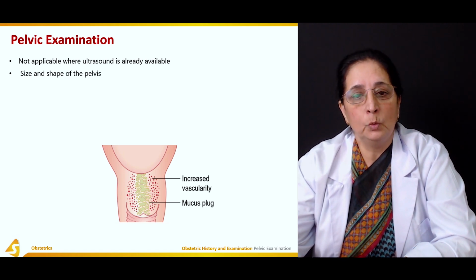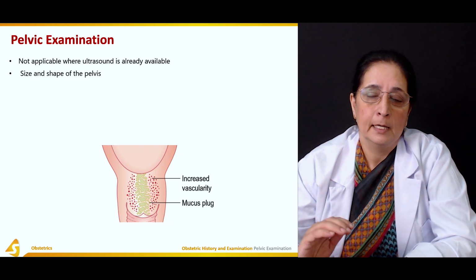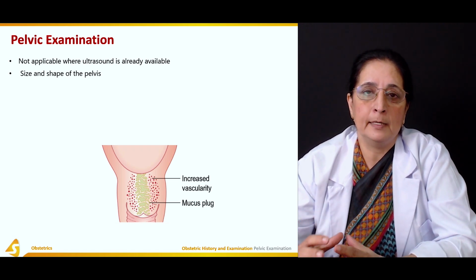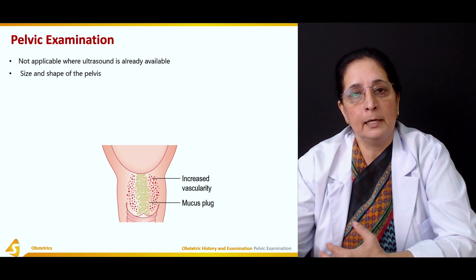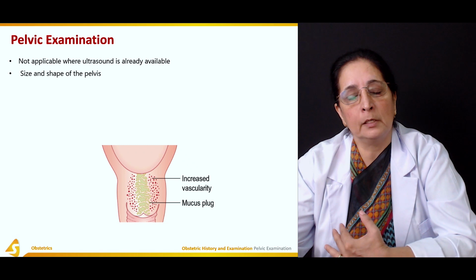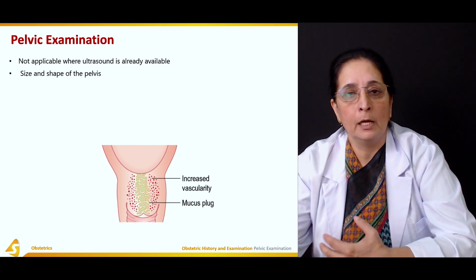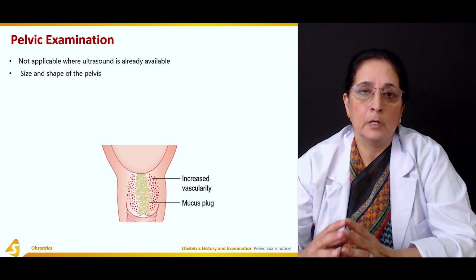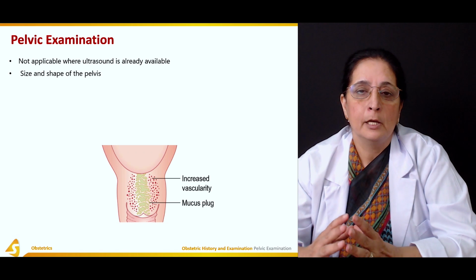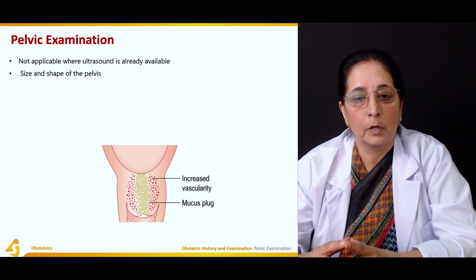It's done to find out the size and shape of the pelvis. The size, especially, is important to find out if the delivery can be a normal vaginal delivery or if a C-section is required at the end, because if the pelvis is small, usually normal vaginal delivery is not possible.